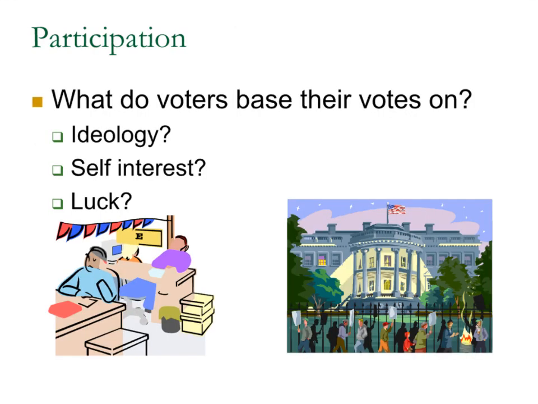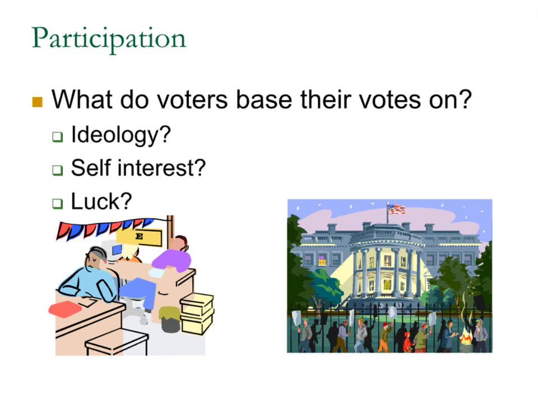We start with the question, what do voters base their votes on? What makes them behave the way that they do? Where do these opinions come from? Do voters vote on ideology? Do they vote on self-interest? Is it random, meaning you win an election because you're lucky that day? We need to be able to do more than guess at what the answers to these questions are in order to truly understand American politics.